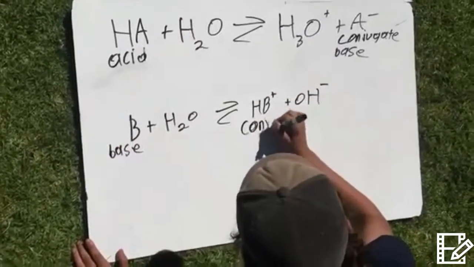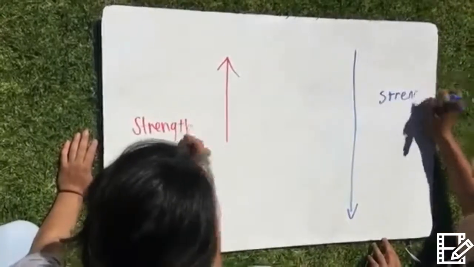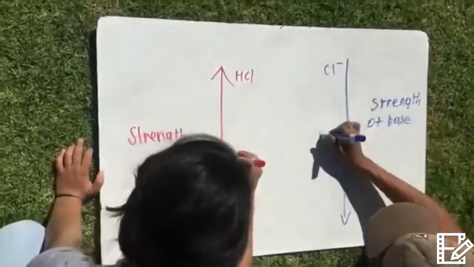The strength of a conjugate acid depends on the strength of the base, and vice versa. A strong base will have a very weak conjugate acid, and a strong acid will have a very weak conjugate base.